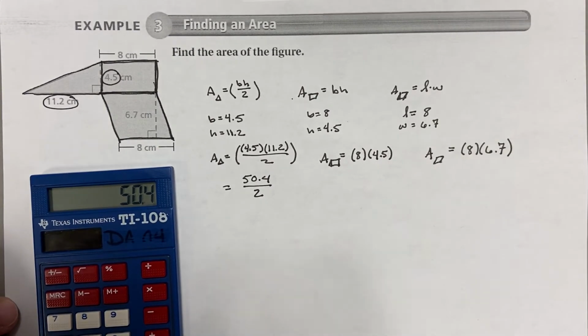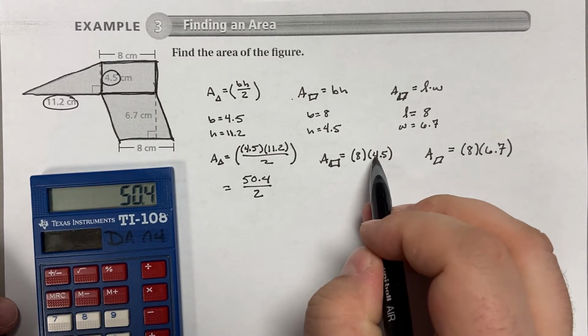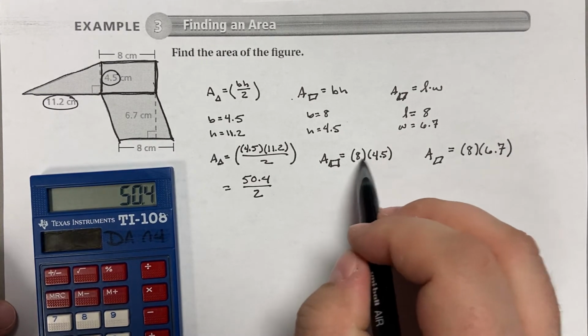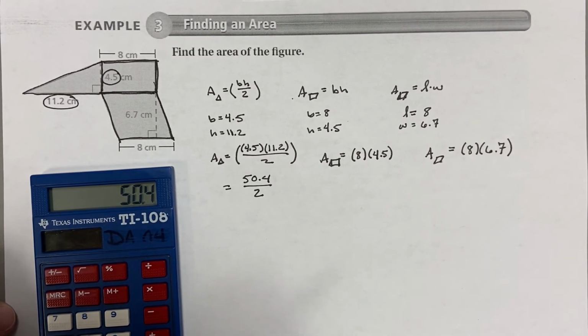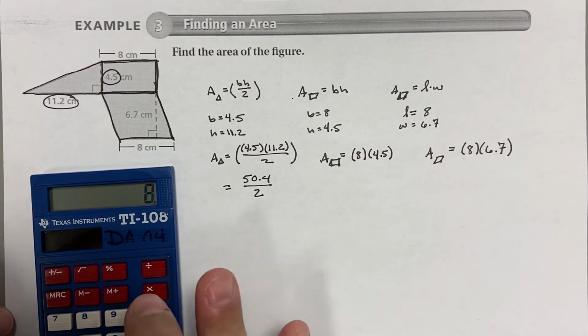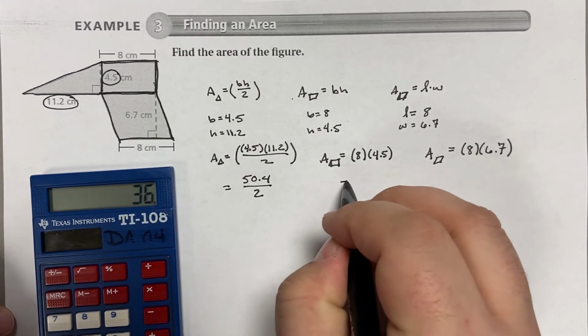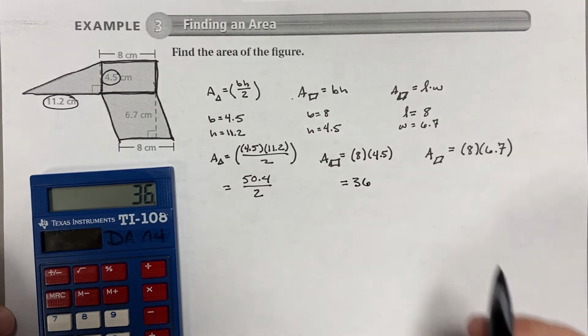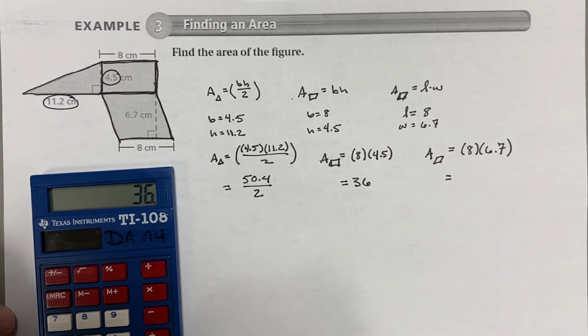So I have 8 times 4.5. Now, I could sit here and know that 8 times 4 is 32, and half of 8 is 4, so 32 plus half of 8, or 32 plus 4 is 36. But let's check it. 8 times 4.5 equals 36. Look at that. I'm amazing. 36. And then over here, we're going to get 8 times 6.7.